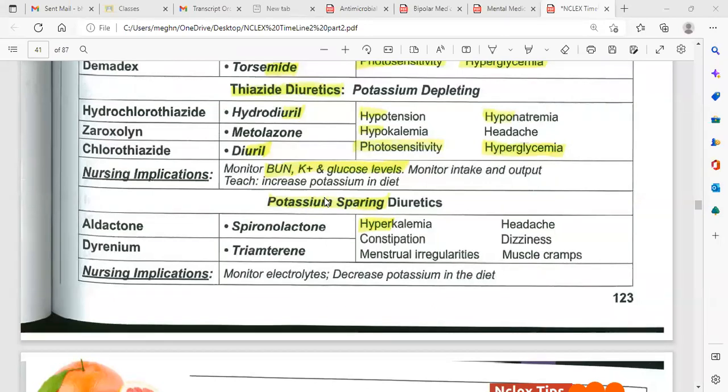So if we give the potassium sparing, we need to monitor the potassium level and do not give it to a patient with diabetes mellitus. It is important for the NCLEX board. And also, we do not give potassium sparing diuretics if the patient has a heart problem or if the patient needs to take digoxin.